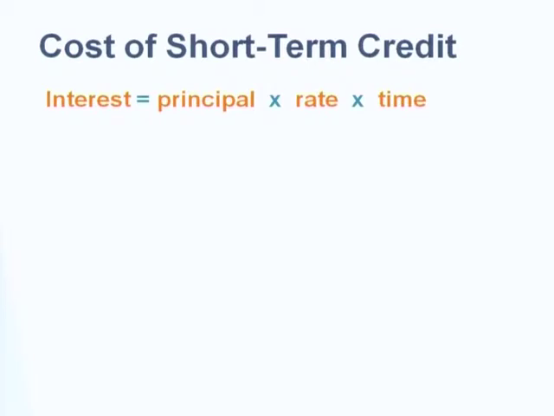So the money is not free, right? You borrow the money, whether it's short-term or long-term, you've got to pay interest. Interest equals what? Principal, the money that you borrow, multiplied by the rate. The rate is APR, annual percentage rate, the unit is percent, multiplied by the time that you borrow, right?